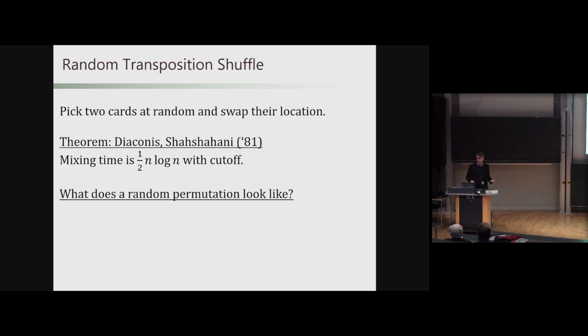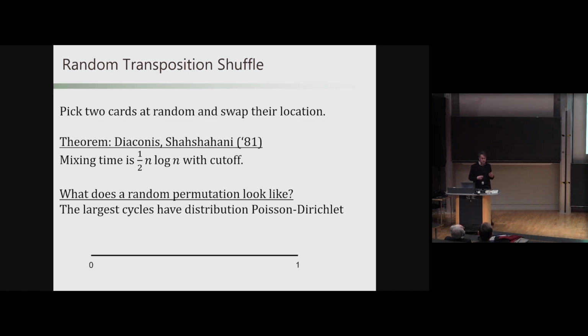And you could ask, what does a random permutation look like? Well, what can you ask about a permutation? I guess the main thing is the structure or the size of the cycles of the permutation. And they follow a Poisson-Dirichlet distribution. If you haven't heard this before, there's a very elegant stick-breaking description of it. You just pick a uniform random point between 0 and 1, then pick a uniform random point to the right of that, and then another one to the right of that, and so on, and split the unit interval into infinitely many segments.